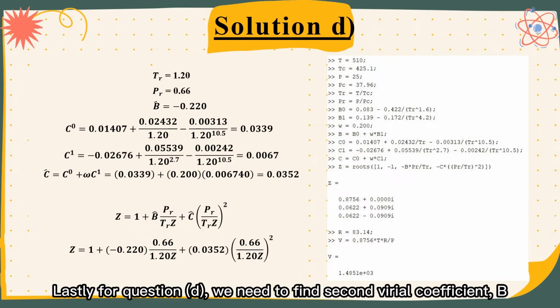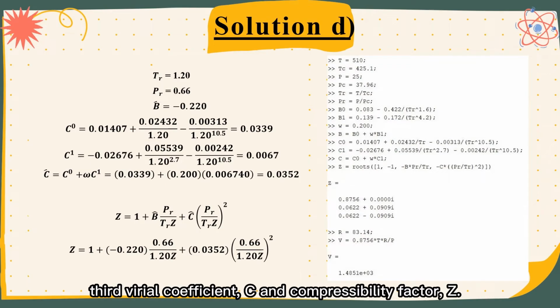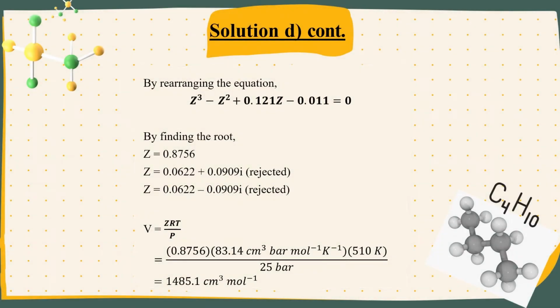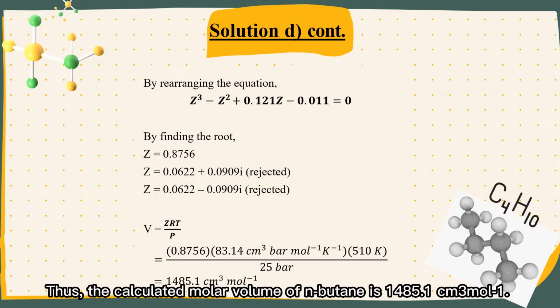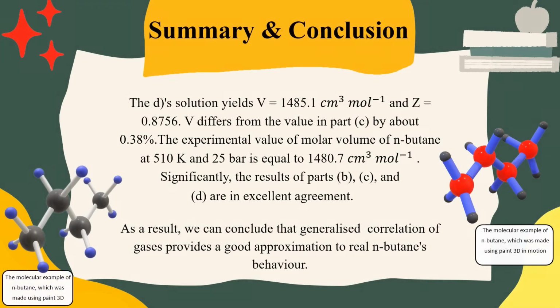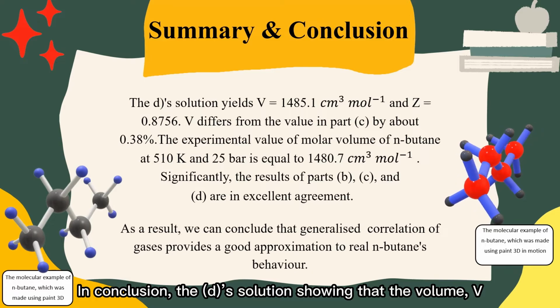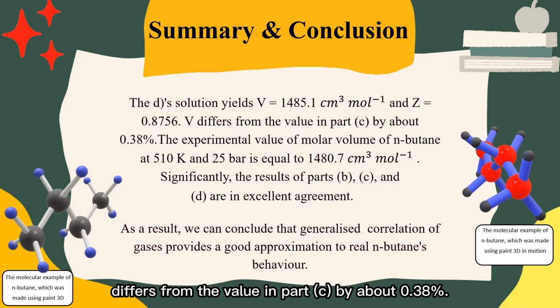Lastly, for question D, we need to find second virial coefficient B, third virial coefficient C, and compressibility factor Z. Thus, the calculated molar volume of N2 is 1485.1 cm3 per mole. In conclusion, the D solution shows that the volume differs from the value in part C by about 0.38%.